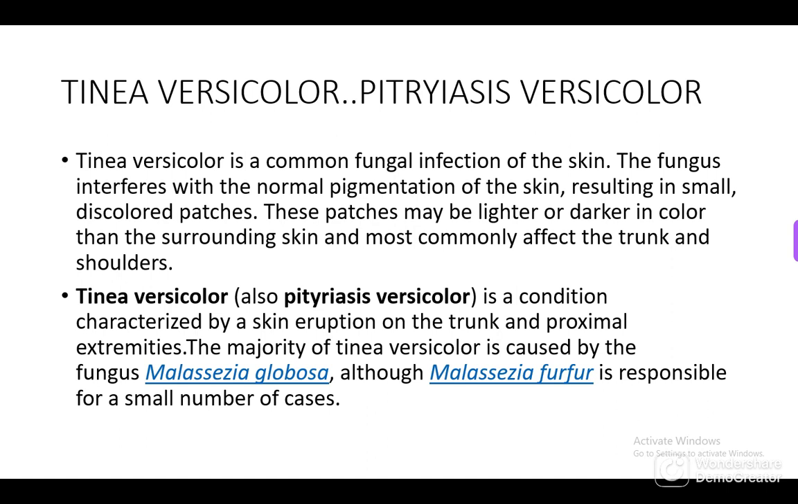Tinea versicolor is a common fungal infection of the skin. The fungus interferes with the normal pigmentation of the skin, resulting in small discolored patches. These patches may be lighter or darker in color than the surrounding skin. It mostly affects the trunk and the shoulders, but it can occur on the chest wall. It is a skin eruption of the trunk and proximal extremities. The majority of cases are caused by the fungus Malassezia globosa nowadays, although Malassezia furfur is responsible for a small number of cases, and it is more commonly seen in tropical zones.